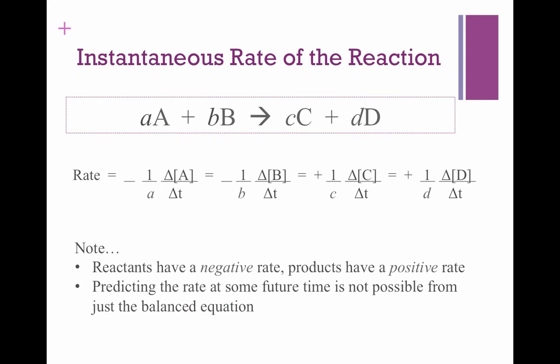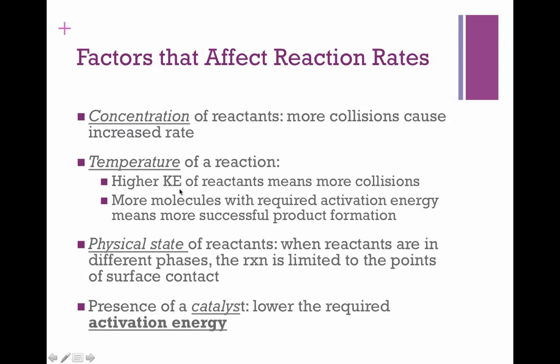To get the instantaneous rate of reaction, or the rate at any given point, you're going to use the equation shown here. We showed that at the beginning. For reactants, remember, it's going to be negative. For products, it's going to be positive. You do 1 over the coefficient, and then the change in concentration of the substance over the change in time.